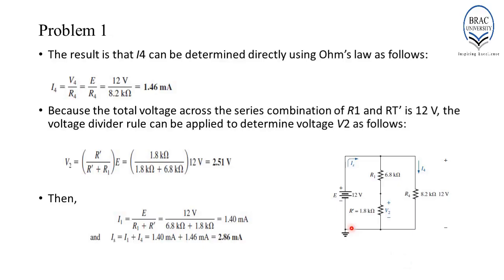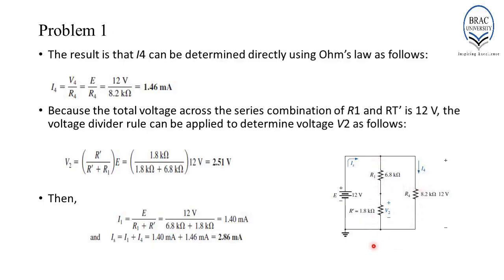Now, since we know R prime, R1 and R4, this simplified network can be used to determine Is, I4 and V2. If you observe carefully, now R1 and R prime are in series and this branch is in parallel connection with R4. So, we can easily determine I4 using Ohm's law.